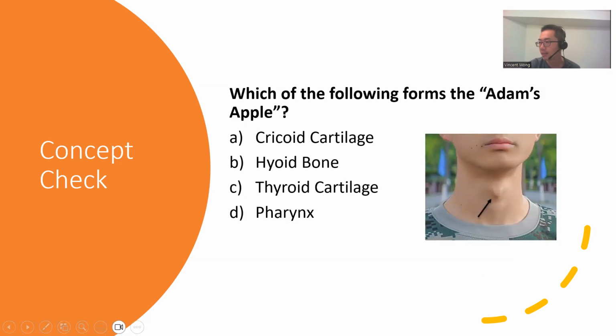Okay, what is that? That is the Adam's apple, right? Which is formed by the thyroid cartilage. Okay, thyroid cartilage. The answer is C. Done. That's it.